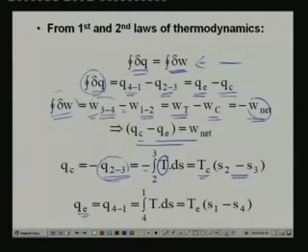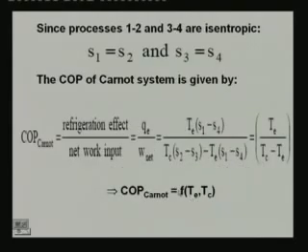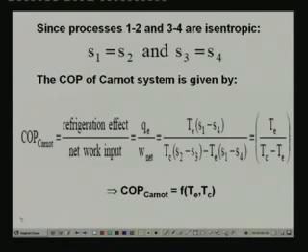Similarly, QE, that is the refrigeration effect, is nothing but the heat transferred during process 4 to 1. Again, this is a reversible process, so you can write this as integral TdS from 4 to 1. Temperature remains constant at the evaporator temperature TE, so integral TdS is equal to TE into (S1 minus S4). Since processes 1 to 2 and 3 to 4 are isentropic, S1 is equal to S2 and S3 is equal to S4, because the expansion and compression processes are isentropic processes.